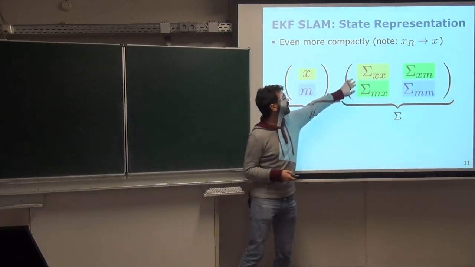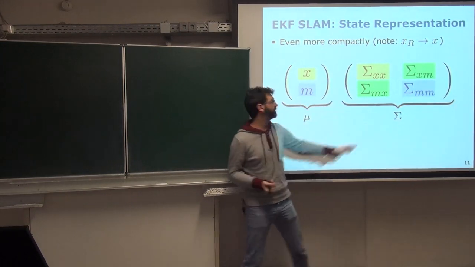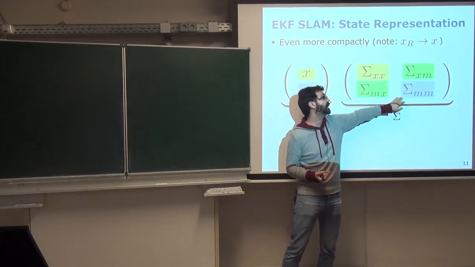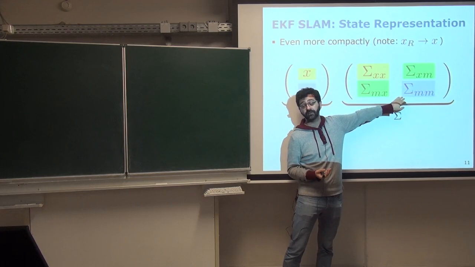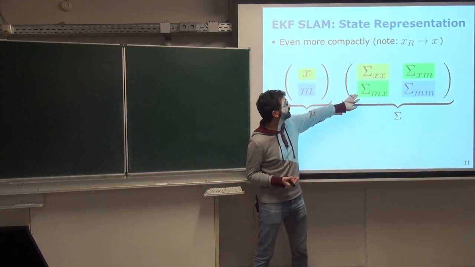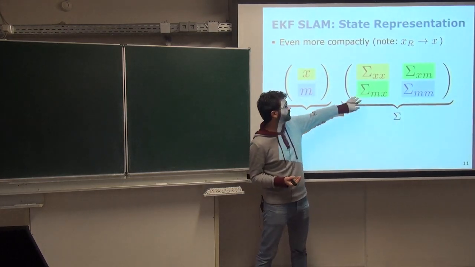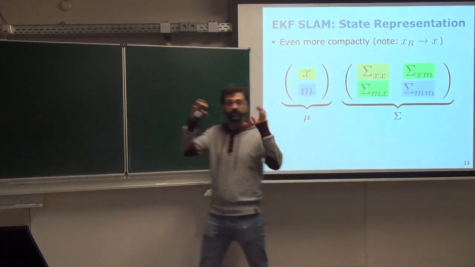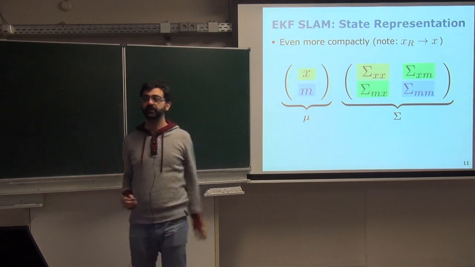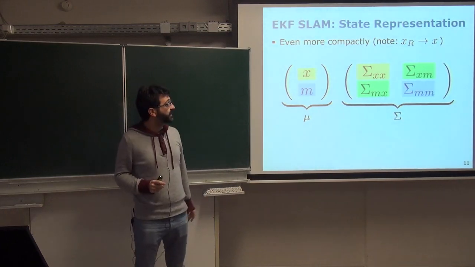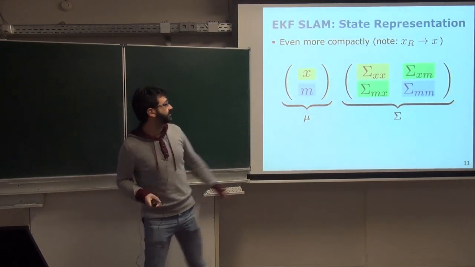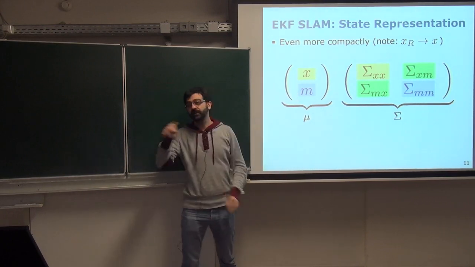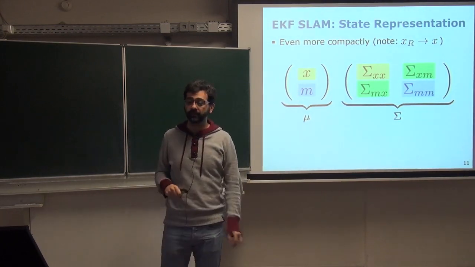This is just a way of compactly writing block structured matrices. This one will be a 3 by 3 matrix. This will be a 2n times 2n, where n is the number of landmarks. And this will be 2n by 3, and this will be 3 by 2n. So that's just how these matrices are structured and sized. Okay? That's just to make things simpler to write down if you have to write some equations.